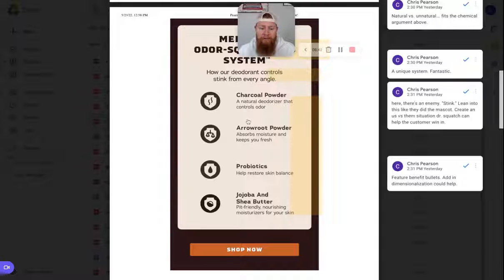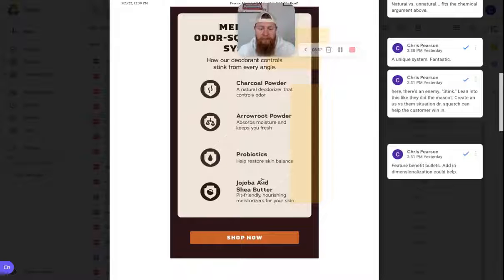So let's go through the other ones. Arrowroot powder. There's a mechanism: absorbs moisture and keeps you fresh. So the feature is absorbing moisture and the benefit is keeping you fresh, right? Then it helps restore skin balance for probiotics. And then the same thing for jojoba and shea butter: pit friendly, nourishing moisturizers for your skin. So pit friendly is going to be your feature. It's pit friendly, doesn't harm your pits. And then nourishing moisturizers for your skin, that's going to be your benefit. That's the outcome that you get because of this.